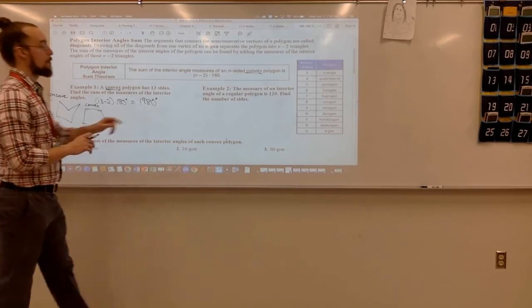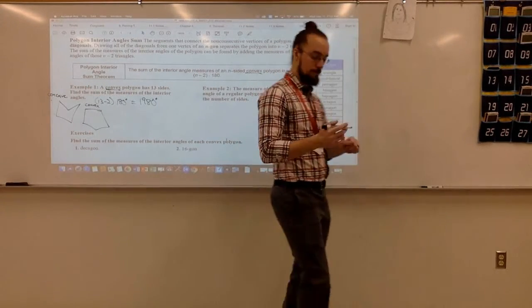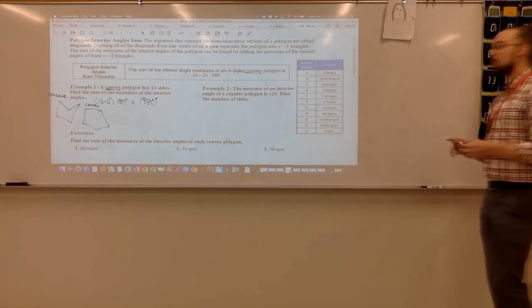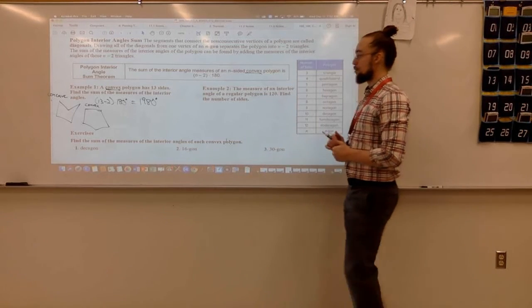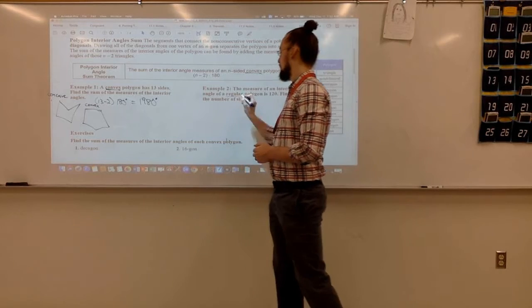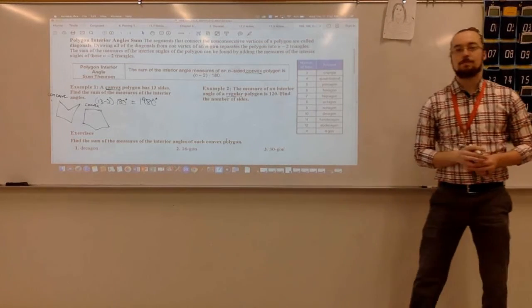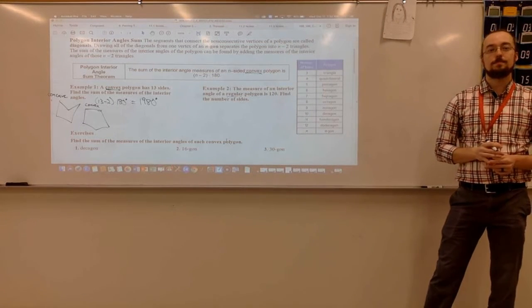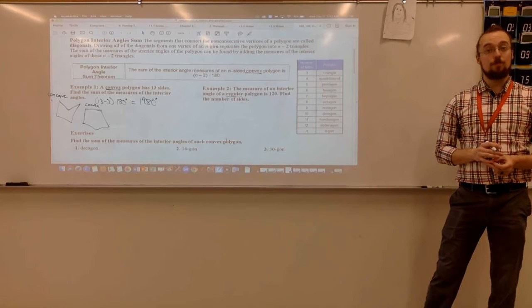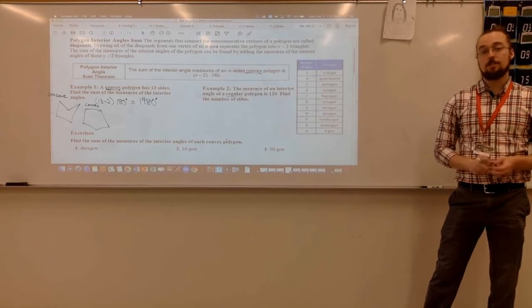Okay. So, in example 2 here, we are told that the measure of an interior angle of a regular polygon is 120. What does regular mean? It's what you think of when you see, like, an octagon. It looks like a stop sign. A stop sign is an example of a regular polygon.